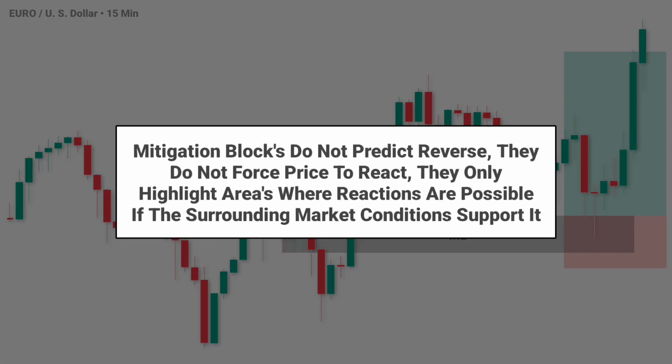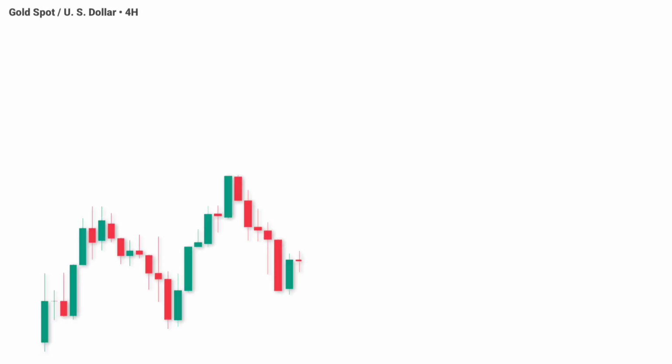Mitigation blocks do not predict reversals. They do not force price to react. They only highlight areas where reactions are possible if the surrounding market conditions support it. Let's look at a clean example where a mitigation block works as expected.